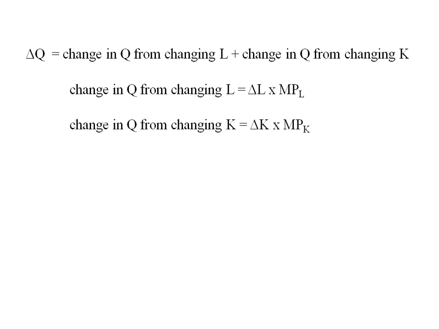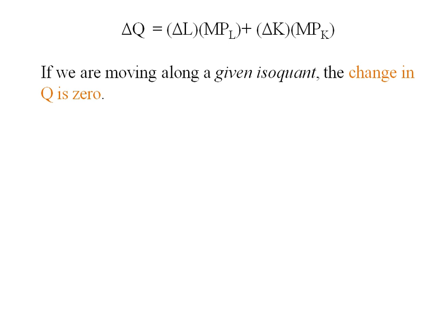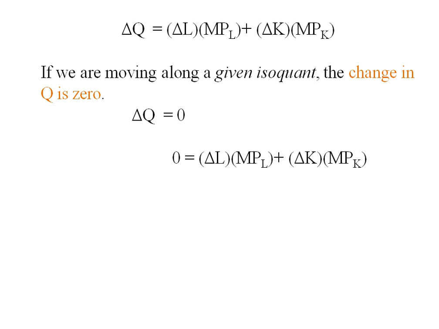We'll have a similar expression for the change in Q from changing K. So delta Q is delta L times MPL plus delta K times MPK. Another way of writing that is with parentheses. Now if we're moving along a given isoquant, then we know the change in output is 0. I can substitute that in, so the left-hand side is 0 and the right-hand side is my decomposed change in labor and change in capital.